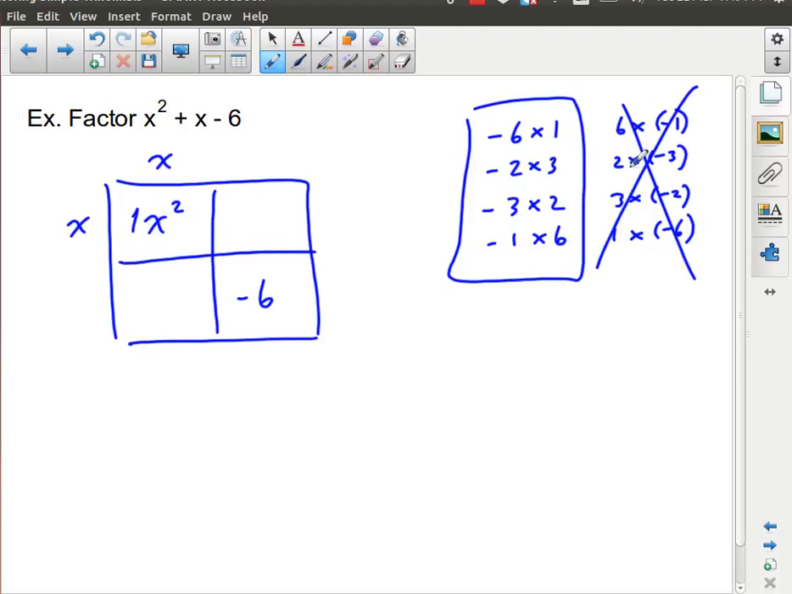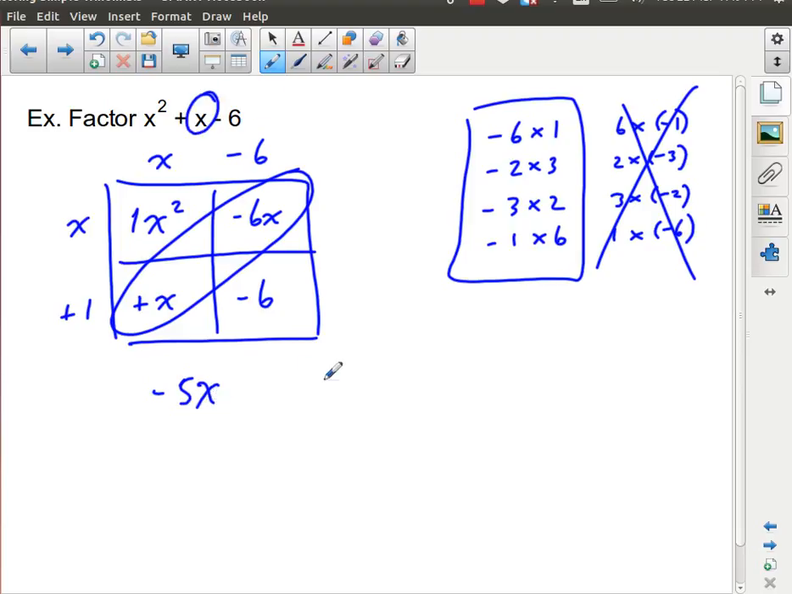It won't matter, but later on it will matter. So let's start with this one. I could put a negative 6 here, and I could put a positive 1 here. Positive 1 times negative 6, this works, and this corner works, but x times negative 6 is negative 6x. X times positive 1 is positive x. Negative 6x plus x, these things together, are going to be equal to negative 5x. But that is not the same as that.